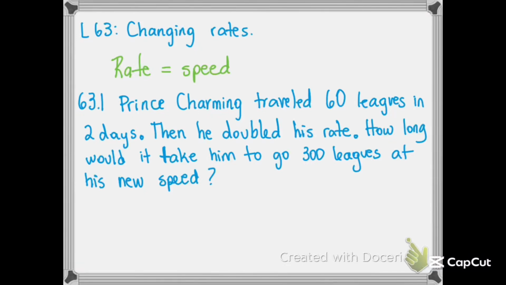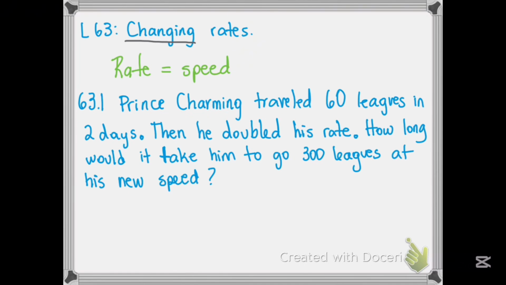Lesson 63 is about changing rates. Now, remember that the word rate can also be used for speed. When we're talking about how fast something is going or what is the rate of something being done, we're talking about speed. So let's read this example and see where is the change, because notice that we already worked with rates, but now we're going to talk about changing rates.